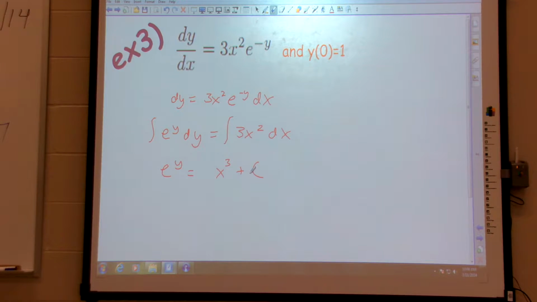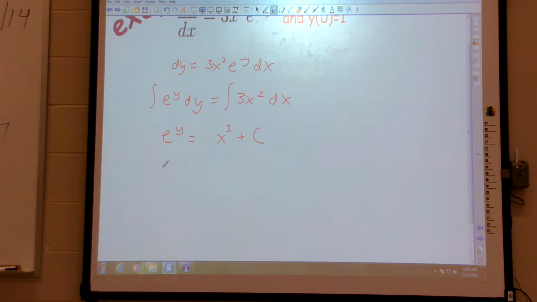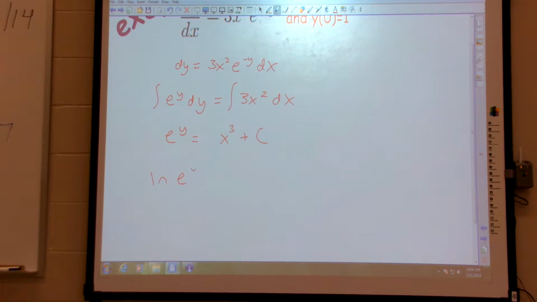If you integrate and solve for y and then stick it on at the end of the problem, no points, none. Okay? After you integrate, it's got to come in immediately. Is that clear? It's a difference maker in these problems. Okay? So now I need to solve for y. How do I do that? Natural log of both sides.